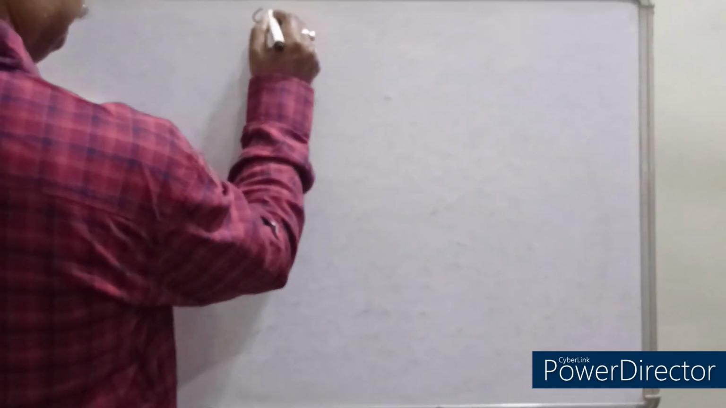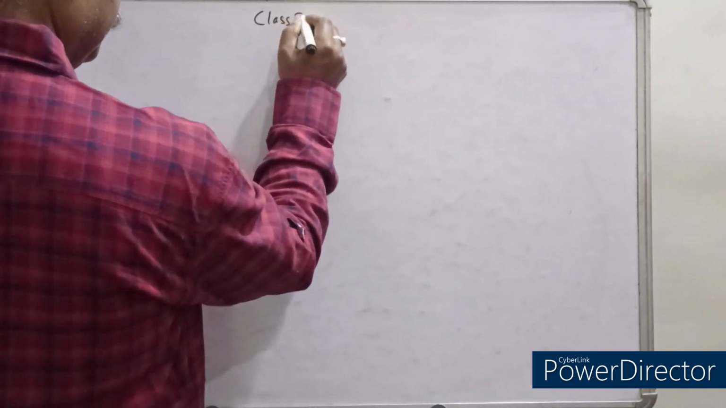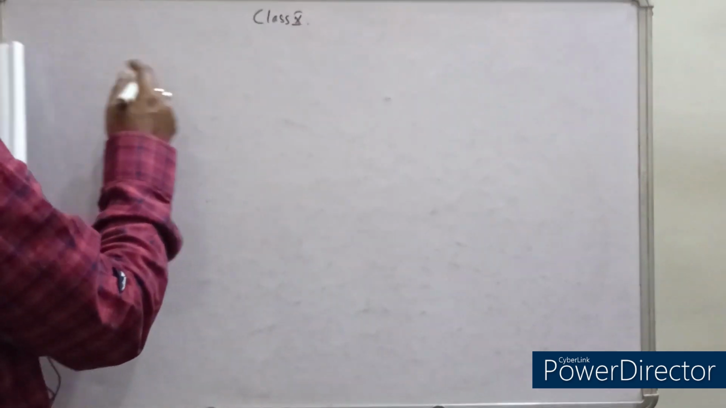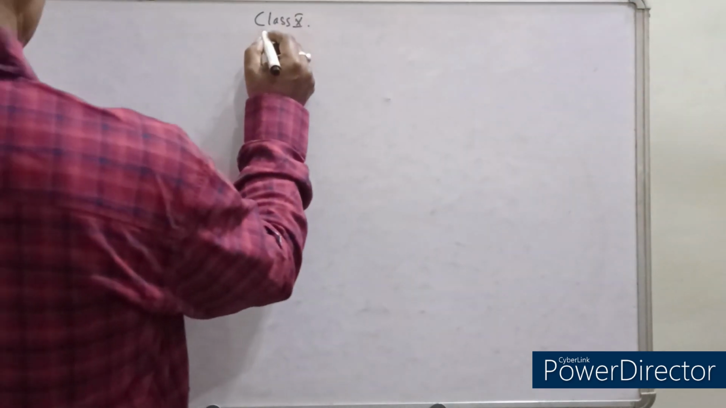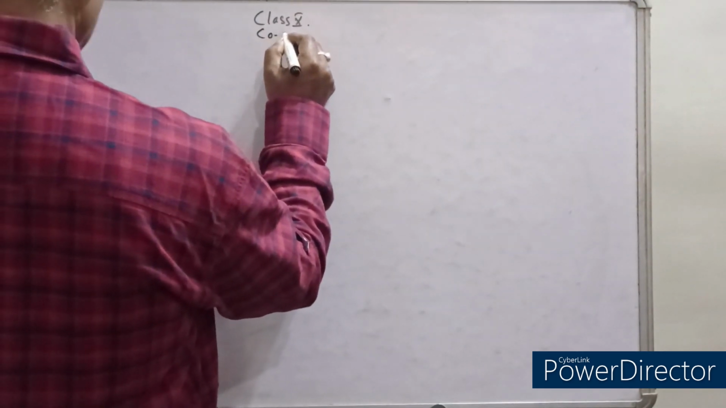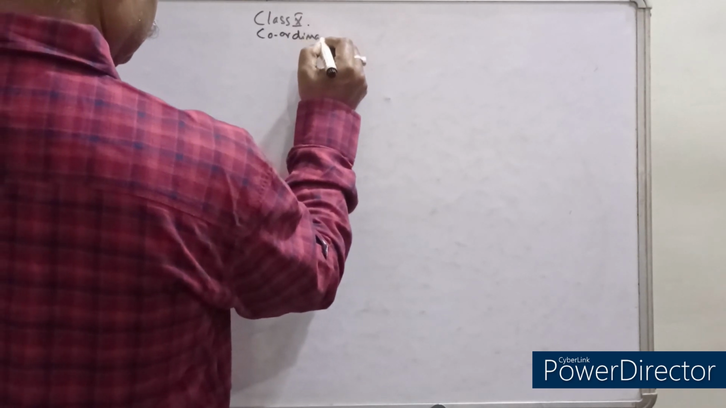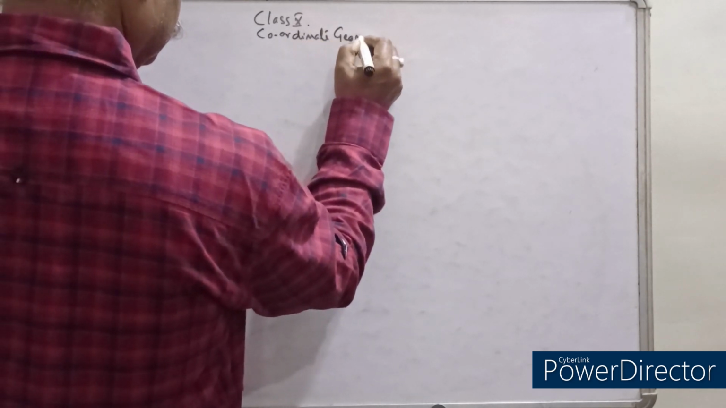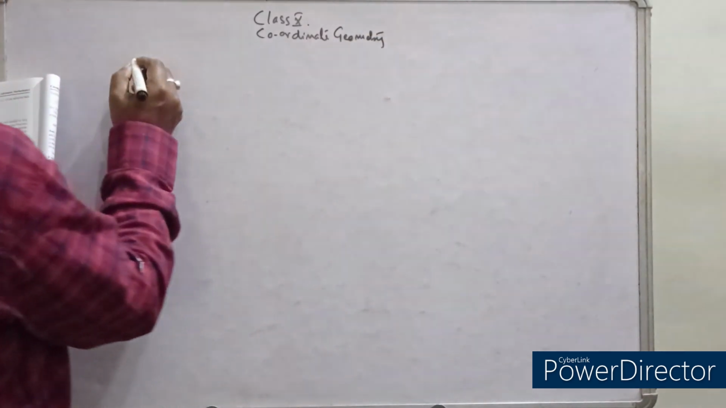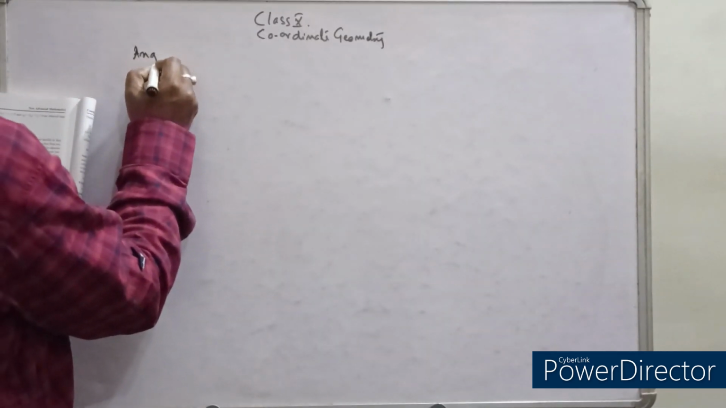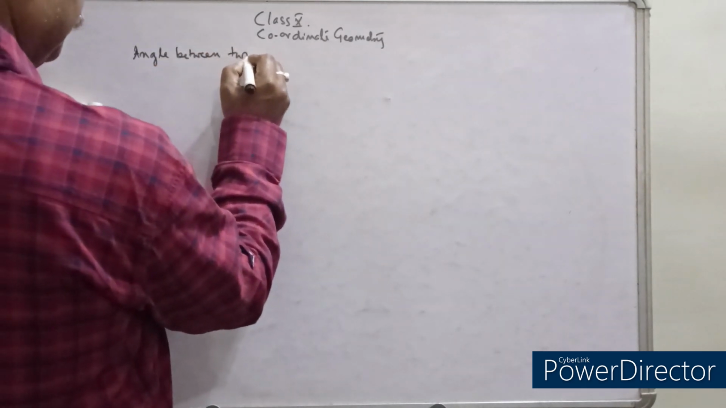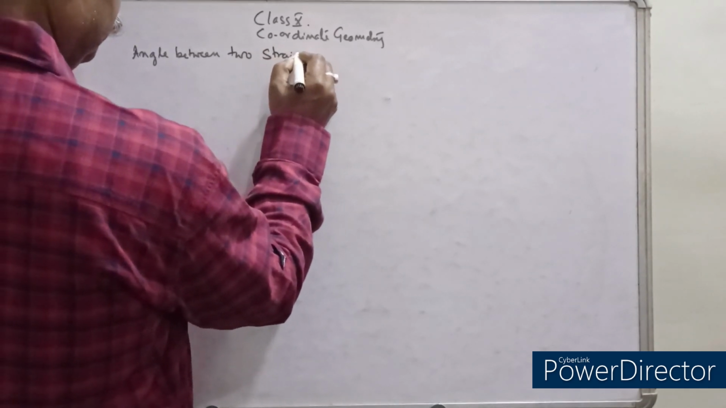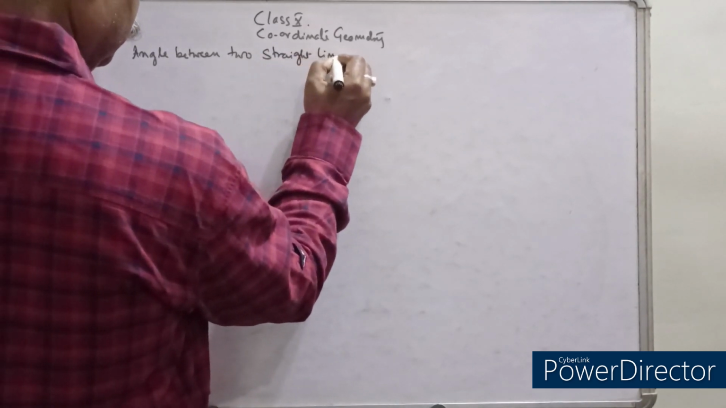For class 10 students, this is coordinate geometry. The topic is angle between two straight lines. Angles between two straight lines.